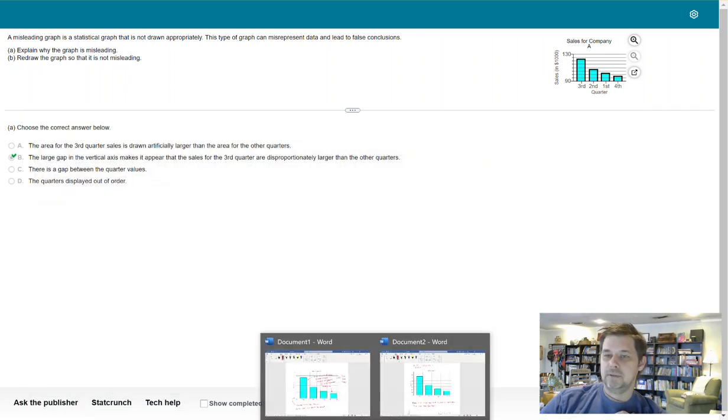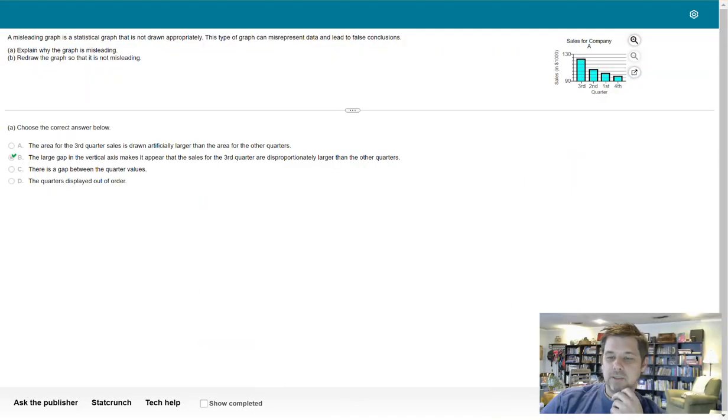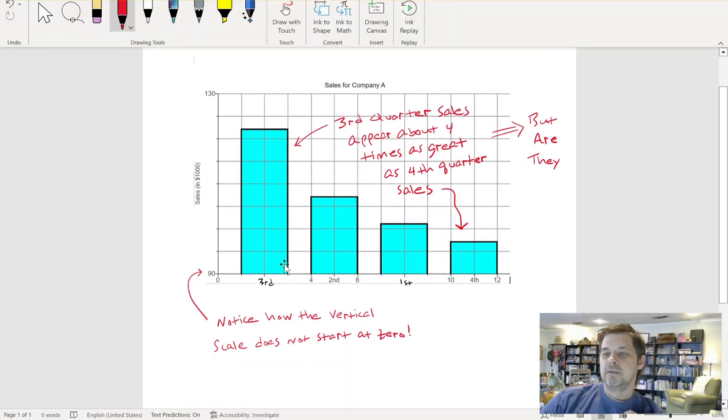So let's go look at the enlarged version. Here we go. I've taken that graph that I was just referring to on that question, and I've enlarged it a little bit and made some notes. The way it appears to me is that if the vertical length of this bar represents the fourth quarter sales, and this is the third quarter sales, it looks like the third quarter sales are 4 times as much as the fourth quarter sales.